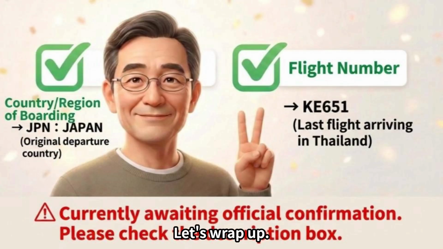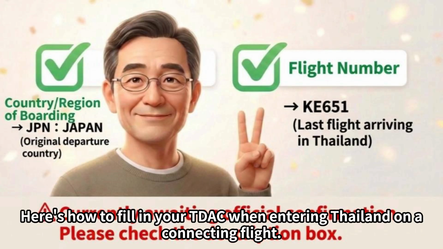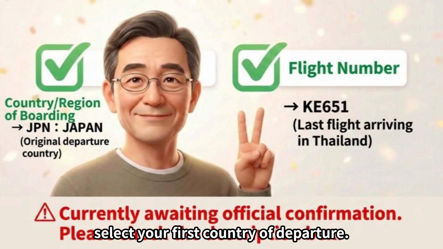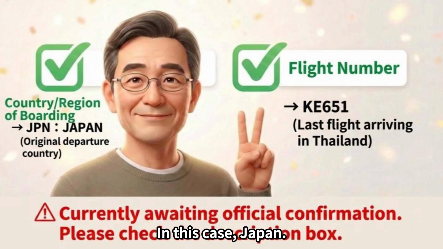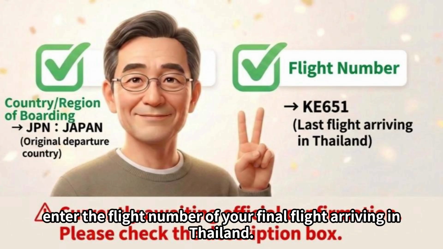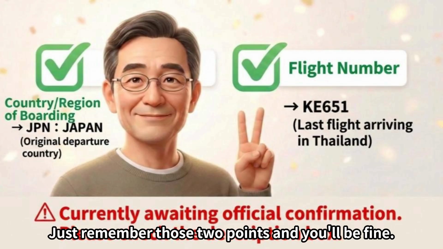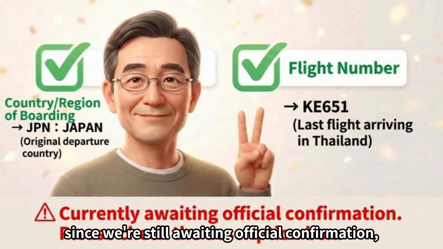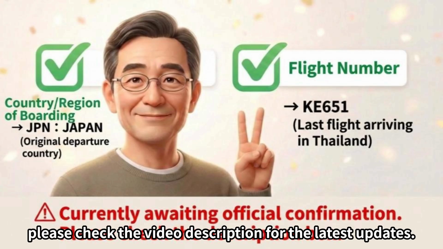Let's wrap up. Here's how to fill in your TDAC when entering Thailand on a connecting flight. For country or region of embarkation, select your first country of departure, in this case, Japan. For flight/vehicle number, enter the flight number of your final flight arriving in Thailand. Just remember those 2 points and you'll be fine. And again, since we're still awaiting official confirmation, please check the video description for the latest updates.